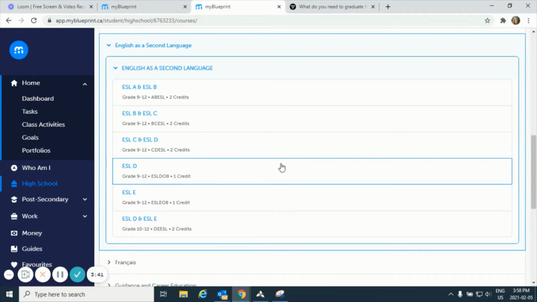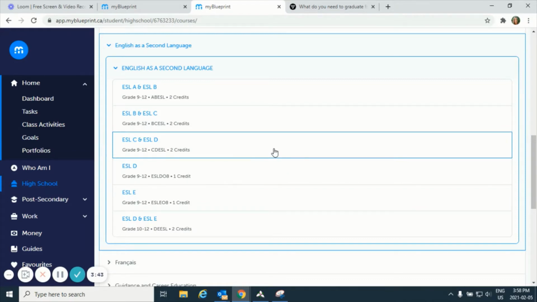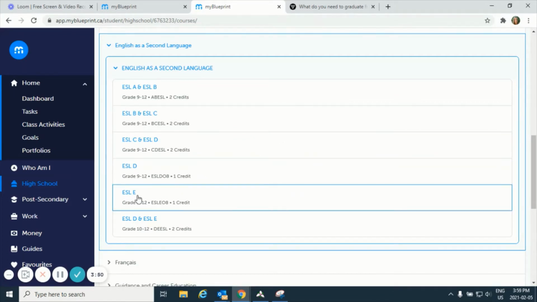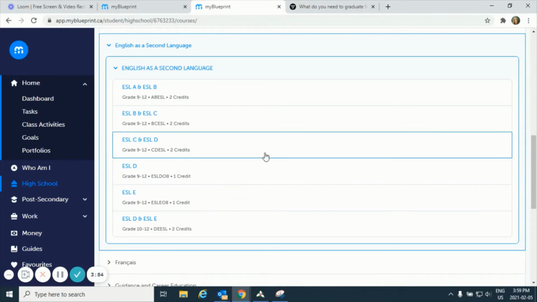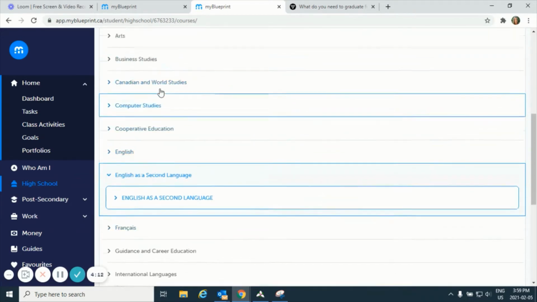Remember, as English language learners, you take an ESL course in first semester and you take another course in second semester. After you have completed ESL E, then you would move to grade 11 University English and then on to grade 12 University English. But you can't take 3 English courses in 1 year. It's 1 English course per semester. So please keep that in mind. Let's head back to our plan.